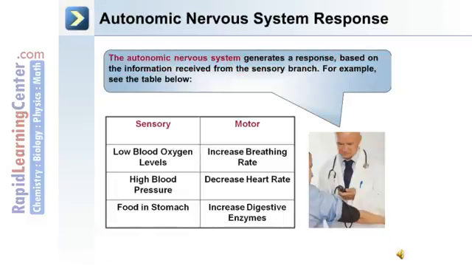The autonomic nervous system then generates a response based on the information received from the sensory branch. For example, low blood oxygen levels generate an increase in breathing rate. High blood pressure, a decreased heart rate. Food present in the stomach, an increased digestive enzyme and gastrointestinal tract action.